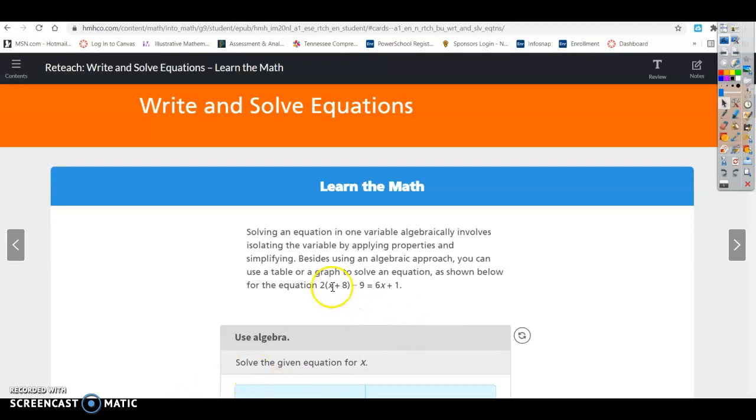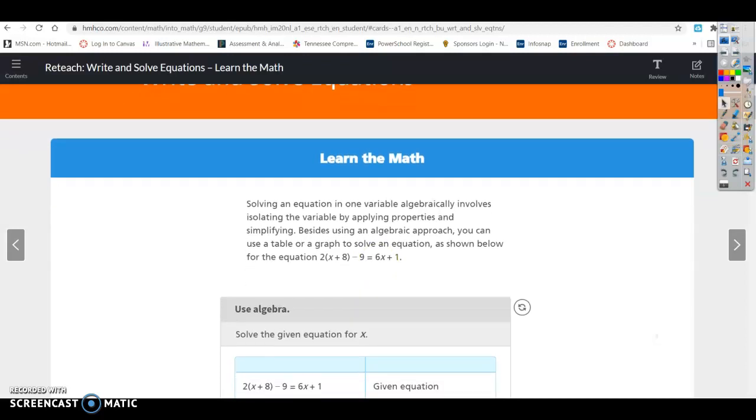Alright, so solving an equation in one variable algebraically involves isolating the variable by applying properties and simplifying. Besides using an algebraic approach, you can use a table or a graph to solve an equation, as shown below for the equation 2 times x plus 8 minus 9 equals 6x plus 1.